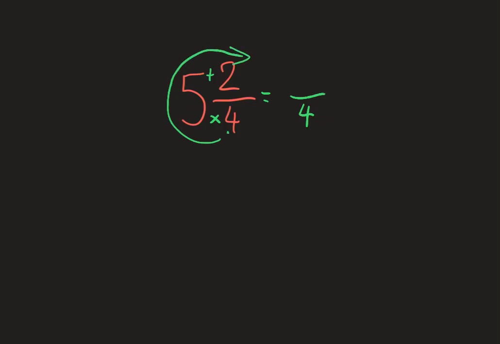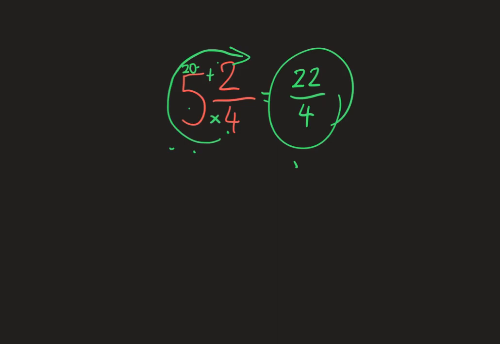Okay, 4 times 5 is 20. Plussing the 2 there becomes 22 over 4. Okay, so that's your improper fraction, which is, they're the exact same thing. They're the exact same number.